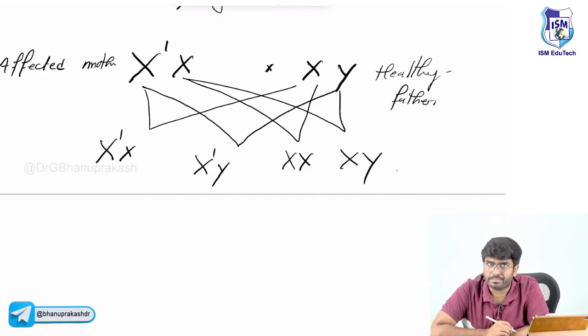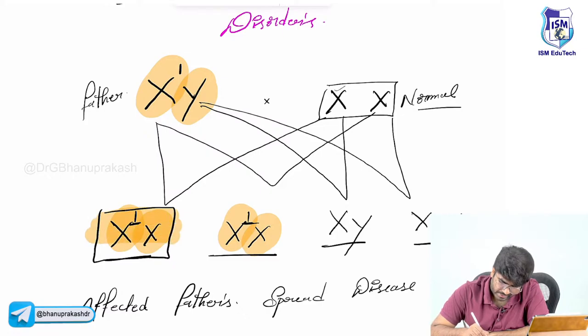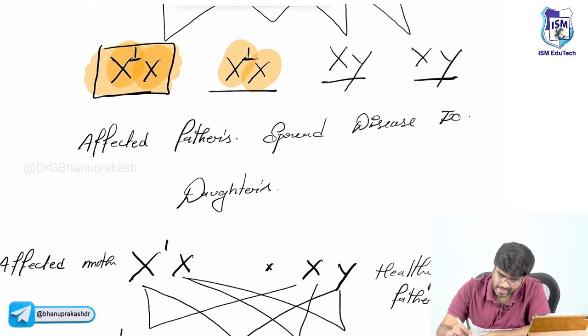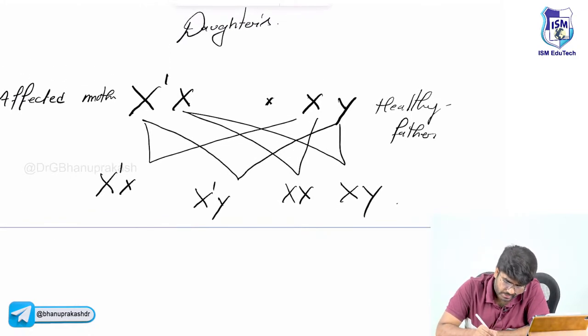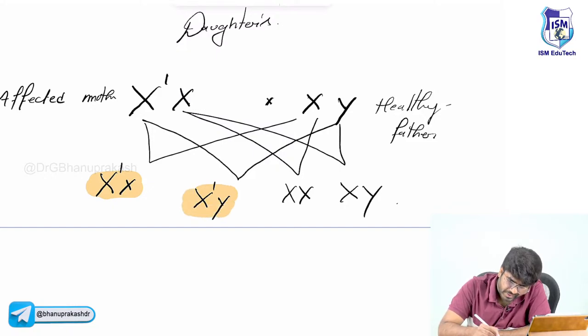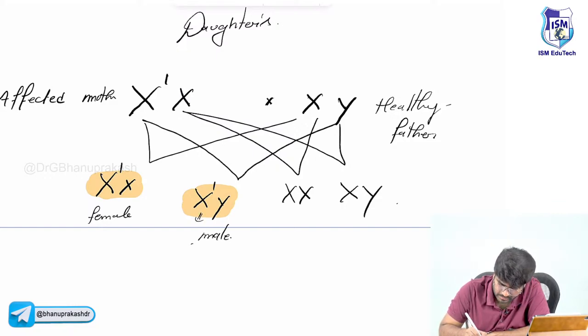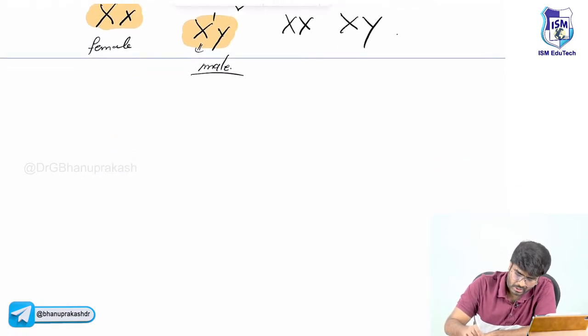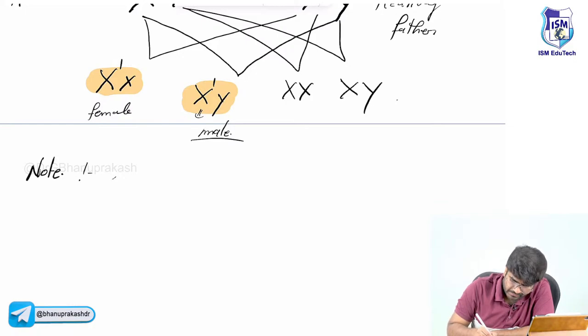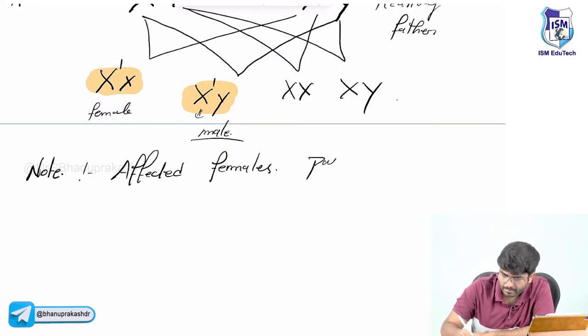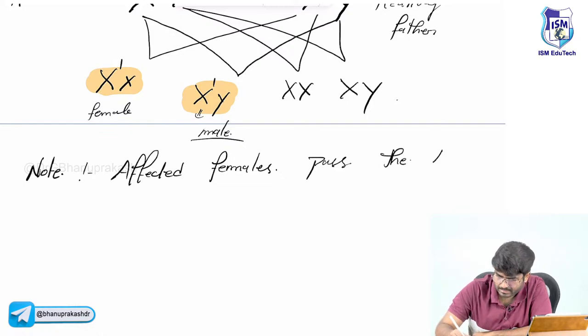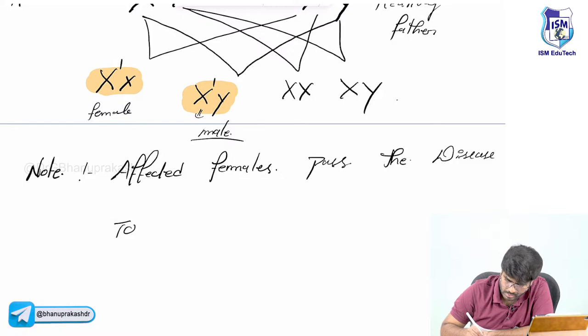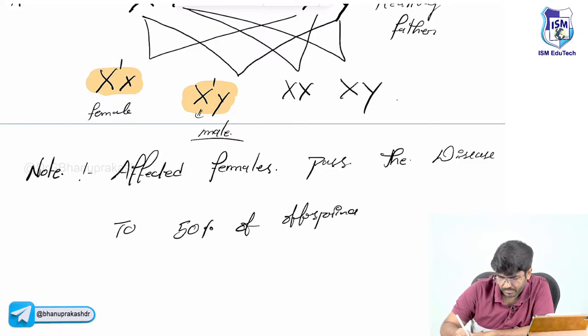Now, in this combination, I have taken this female, an affected female. When she married a healthy person, see now, how much percent of the offspring are affected? Sir, 50% of the offspring are affected. Both female and male child are affected. So now take a note: affected females pass the disease to 50% of offspring.